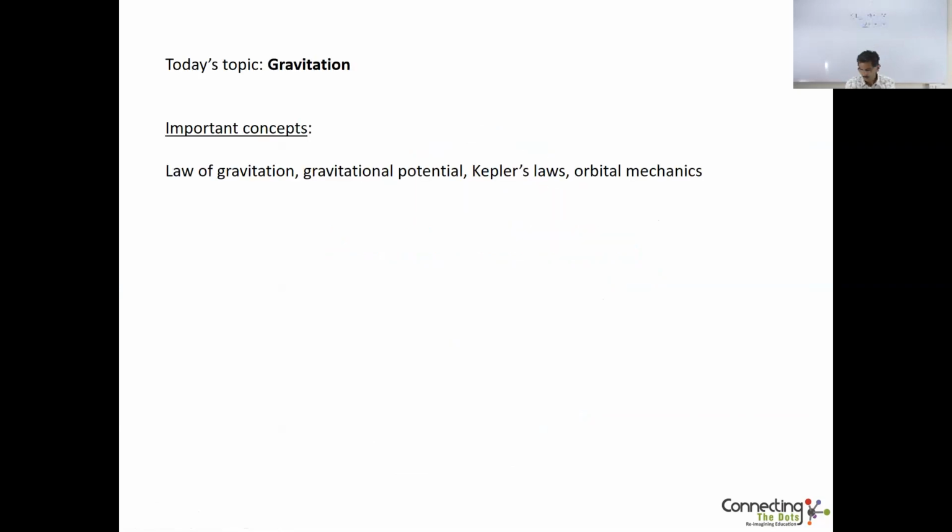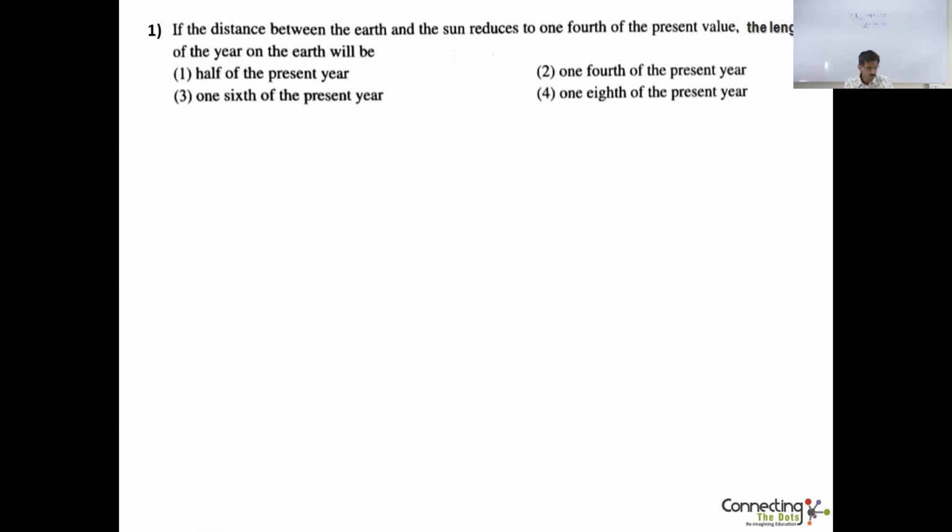The important concepts that we will need as part of the CET preparation under gravitation are the universal law of gravitation, the concept of gravitational potential, the three laws of planetary motion by Kepler, and orbital mechanics. So these are the concepts that we will be using as part of this practice. Let's start with our preparation.